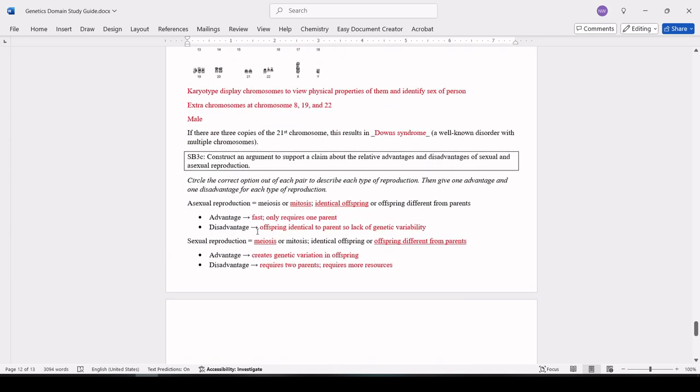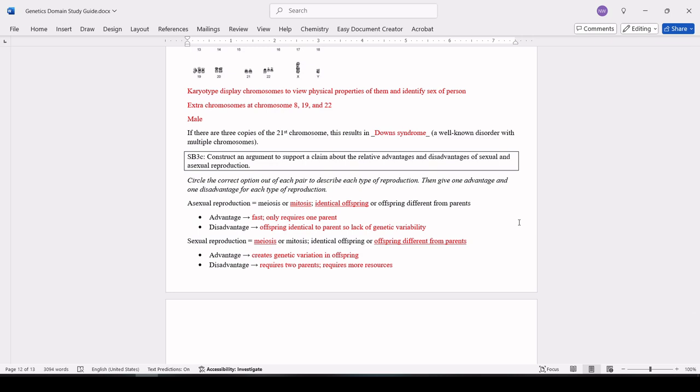All right. Finally, to wrap up, the last standard is SB3C, construct an argument to support a claim about the relative advantages and disadvantages of sexual and asexual reproduction. We've talked about this a little bit more when we were talking about mitosis and meiosis. Asexual reproduction is mitosis. You're creating identical offspring. The advantage of this, it's quick. You only need 1 parent. Disadvantages, it is identical offspring or daughter cells, and so you don't get the genetic differences. You don't get that variability.